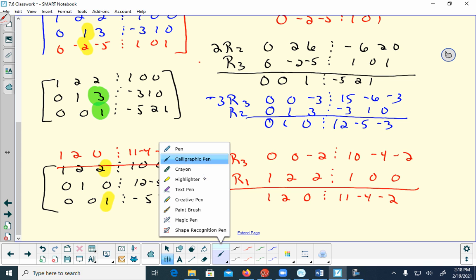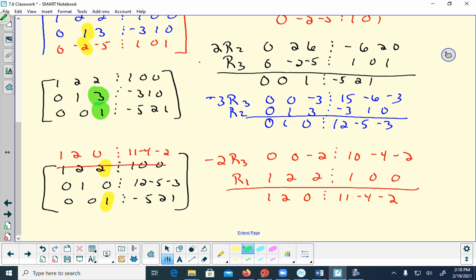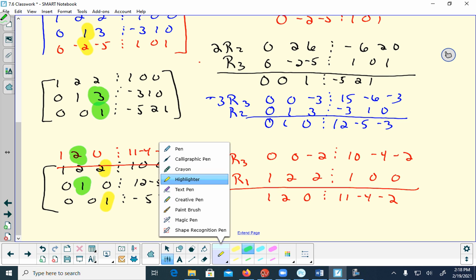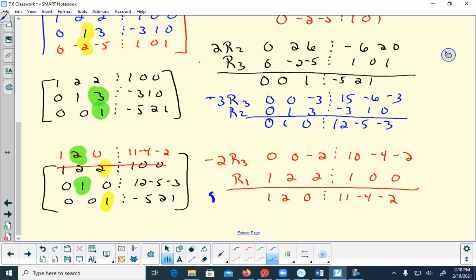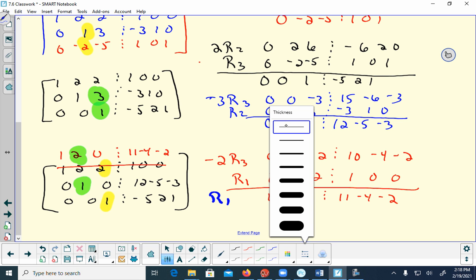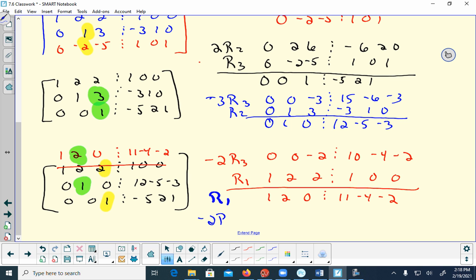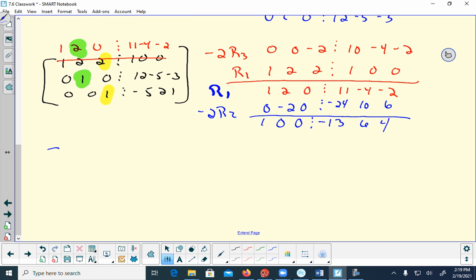And then I'm going to use row 2 and row 1 to eliminate that y. So I'm going to multiply row 2 by negative 2. I'm just going to keep on going here because this is my row 1 right now. And now I'm going to take negative 2 times row 2. So I'm going to have 0, negative 2, 0, then negative 24, positive 10, positive 6. And then this will be 1, 0, 0, and negative 13, positive 6, positive 4. So now when I finish writing this down, I get 1, 0, 0.